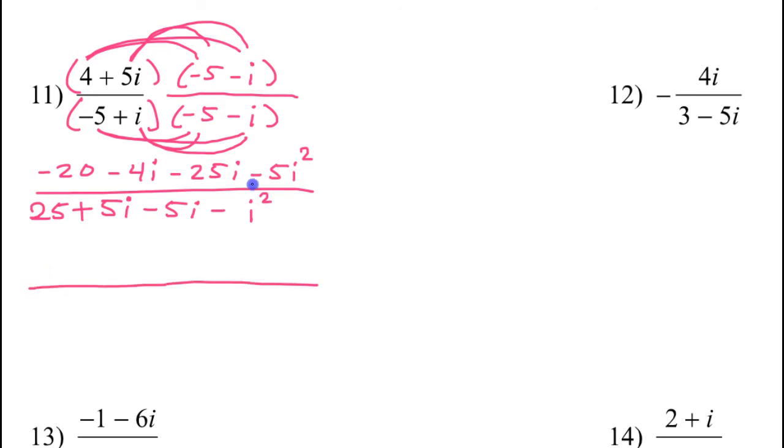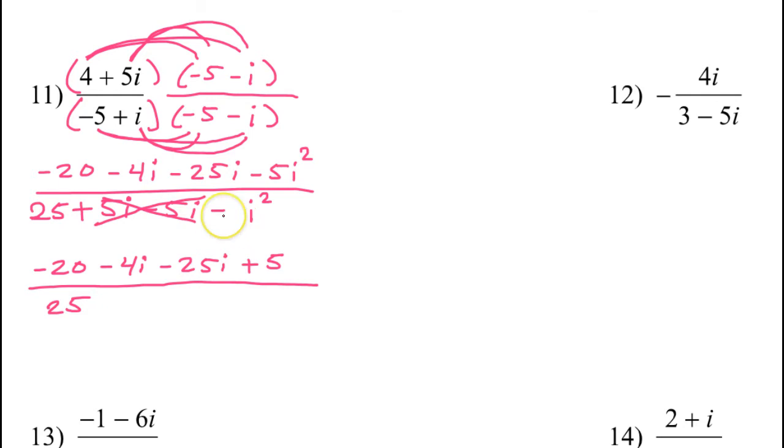Okay, so now what do I have? So I'm going to have negative 20. I'm just bringing all this down. Negative 20 minus 4i minus 25i. So this is the only thing that's going to change. i squared is negative 1. So this is negative 5 times negative 1 is positive 5. So this will change to a positive 5. And similarly in the denominator, I can bring down my 25. Now the positive 5i and negative 5i, they cancel out.